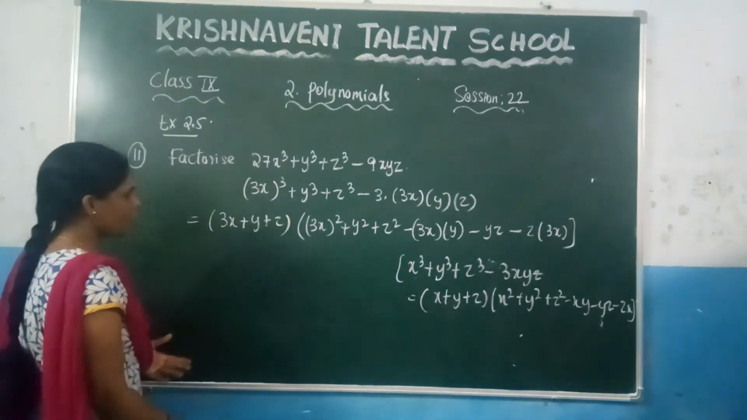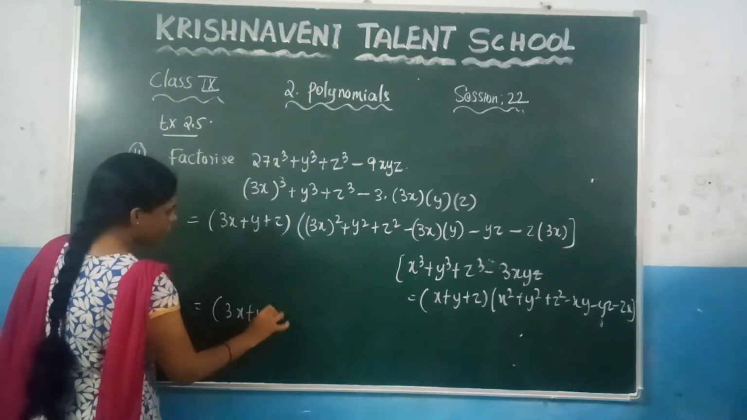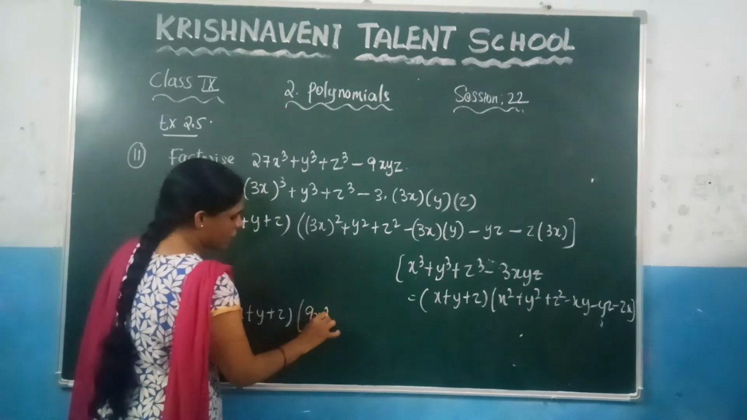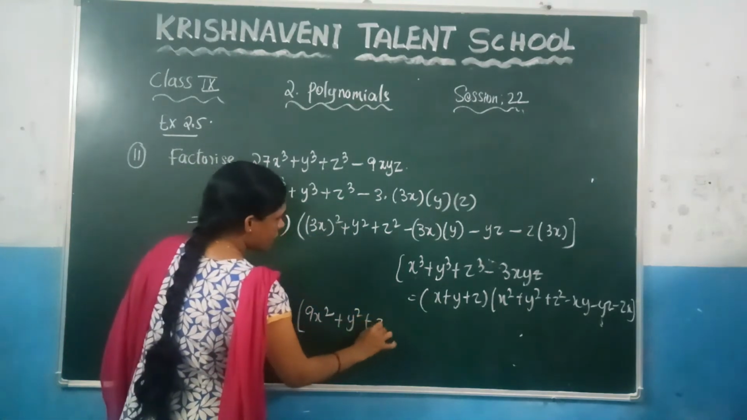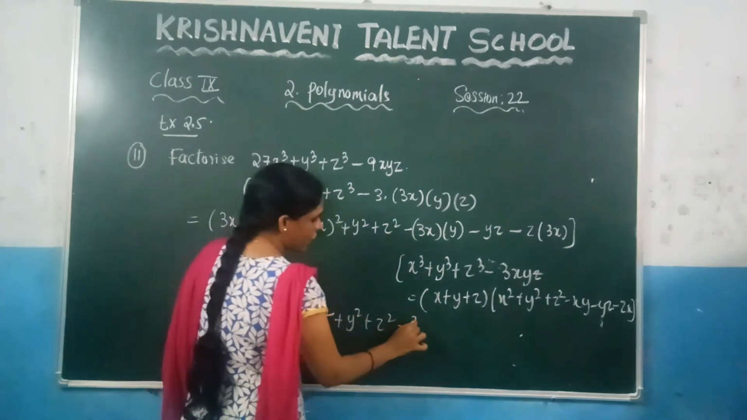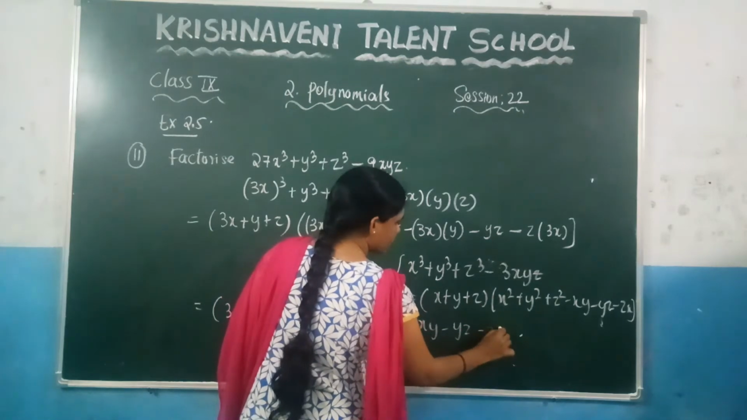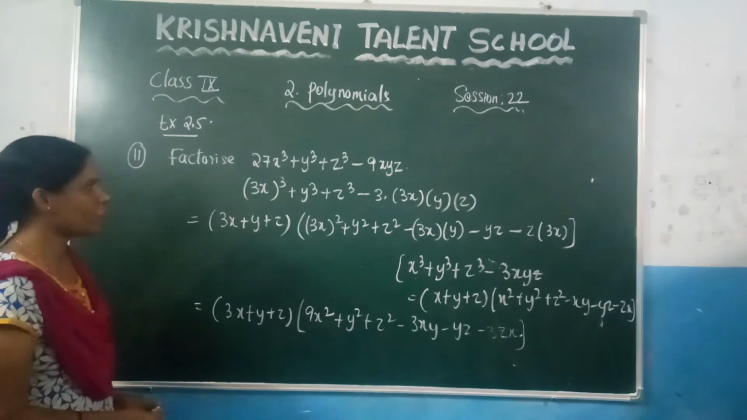Now you can multiply here. So what you will get here, 3x plus y plus z. Just multiply it, 3x whole square, which gives you here 9x square, since 3 3s are 9, and x square plus y square plus z square minus 3xy minus yz minus 3xz or zx. Anything you can write. Like that you need to factorize.